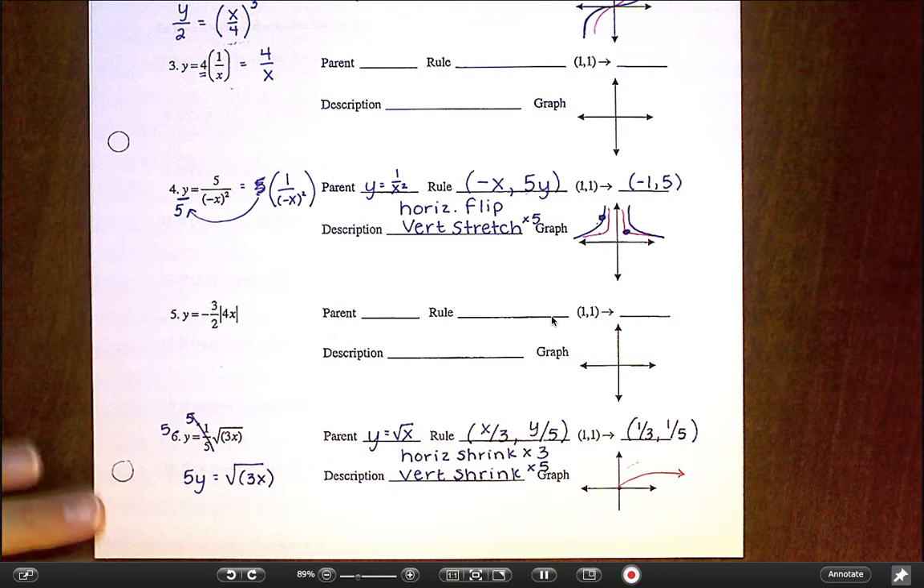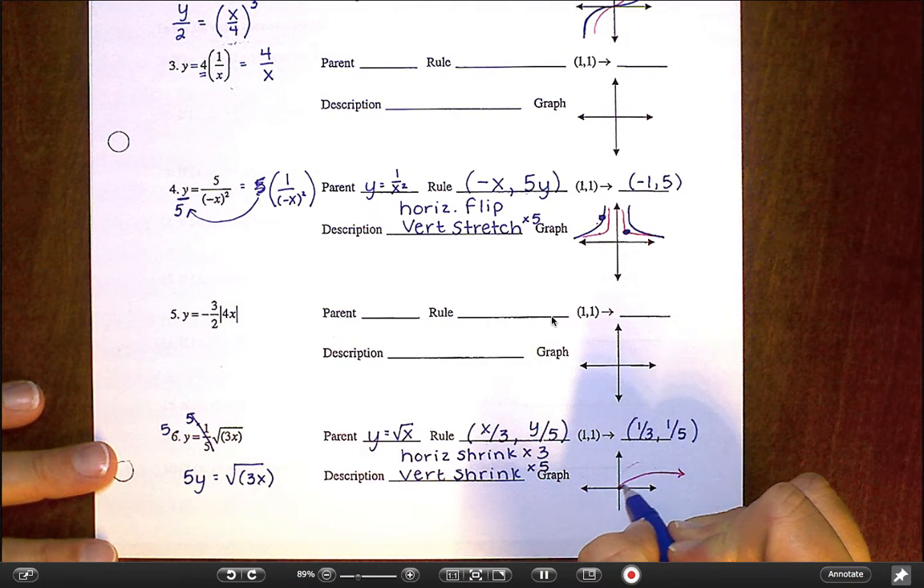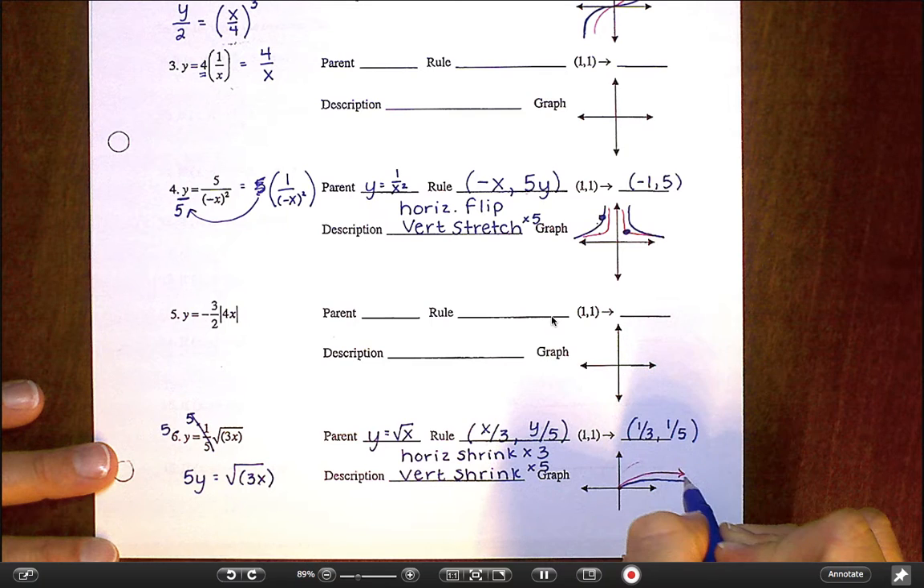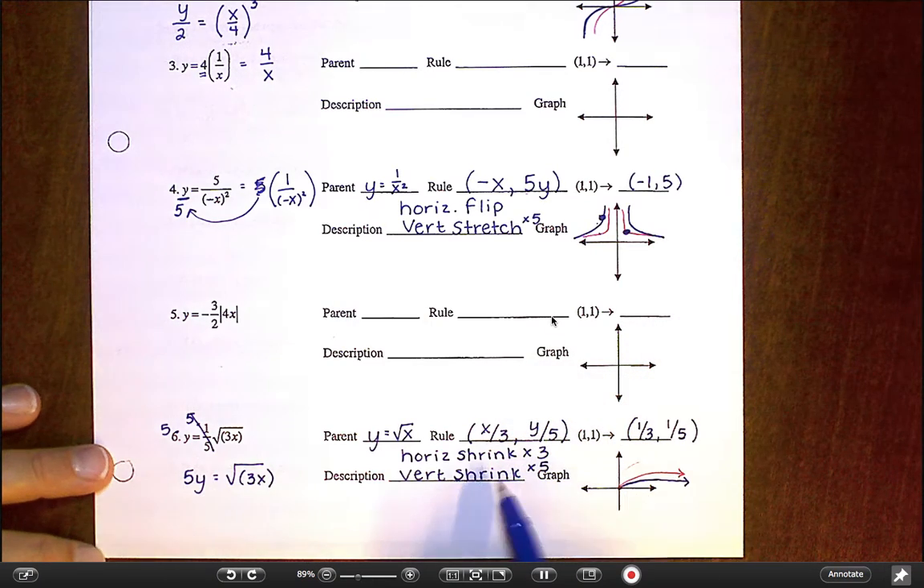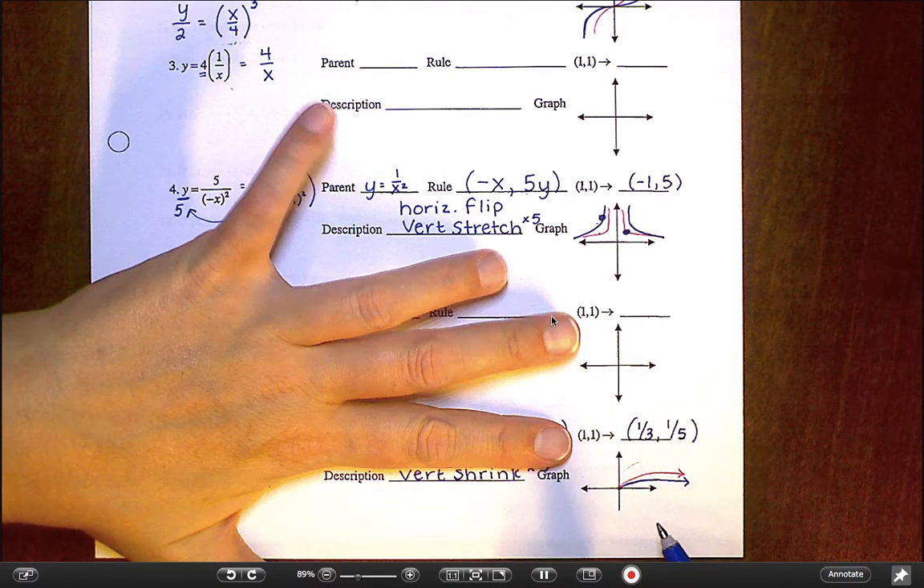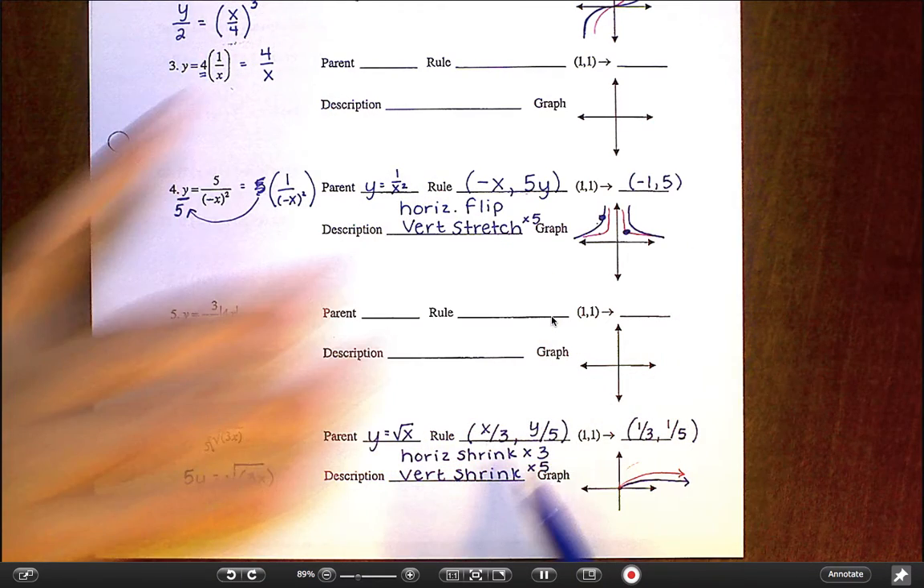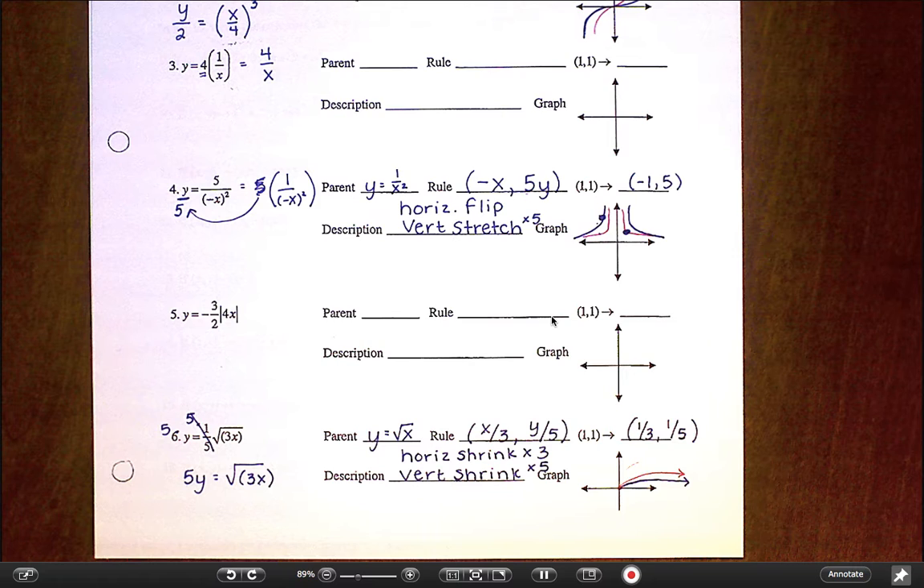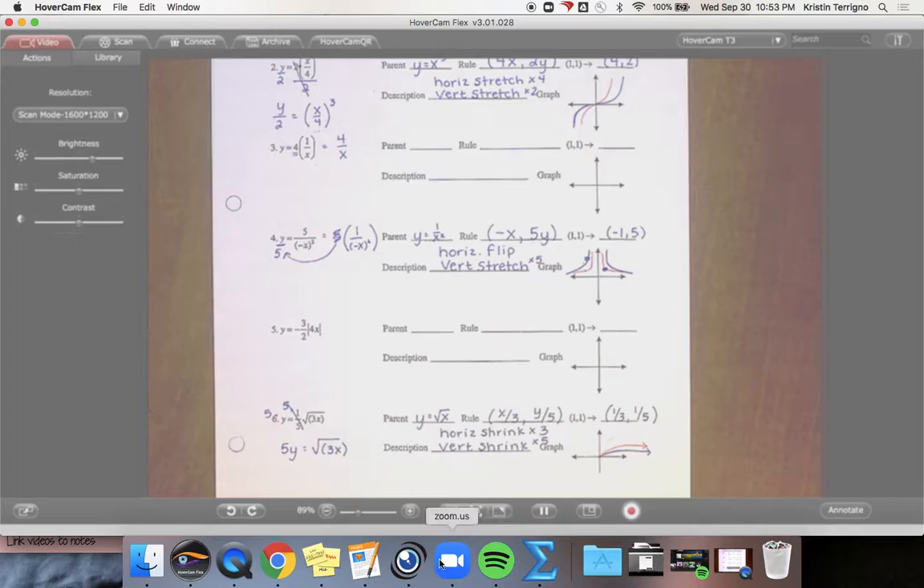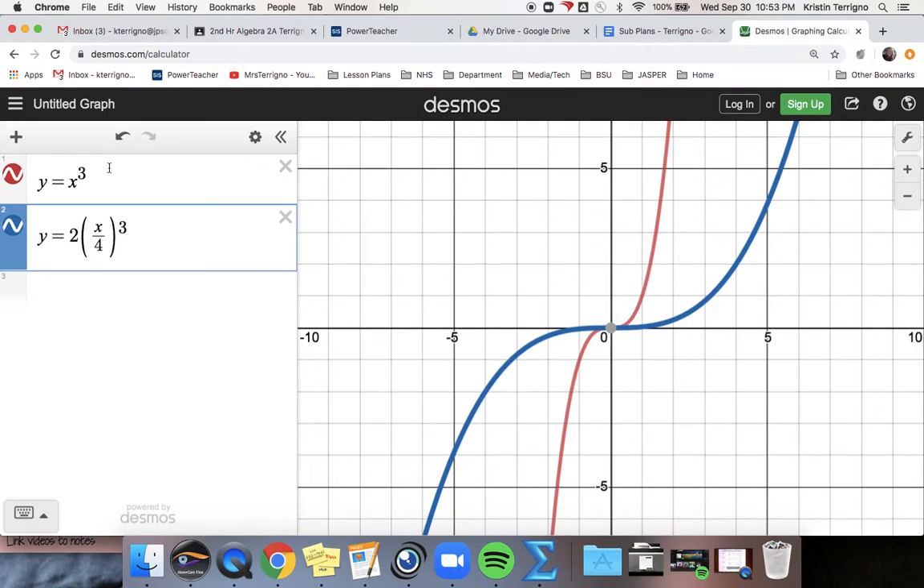So what's really going to happen here is this thing's going to end up looking kind of squished. Now, not as squished as it would have been if I was only doing the vertical shrink. If I was only doing a vertical shrink, it would be pushed way down. But because I did the horizontal shrink too, that kind of counteracted it. That might be another one that would be good for us to look at here.